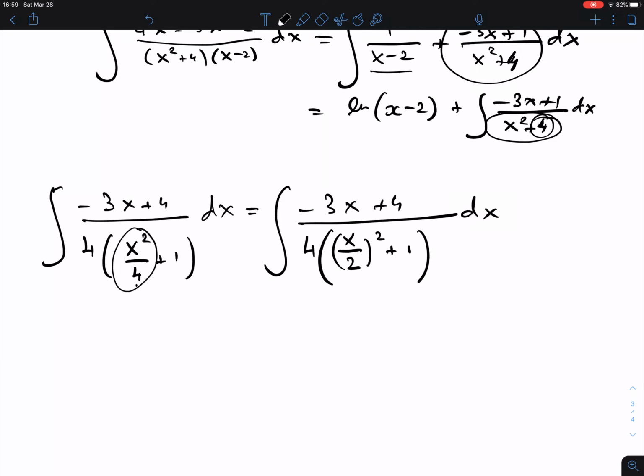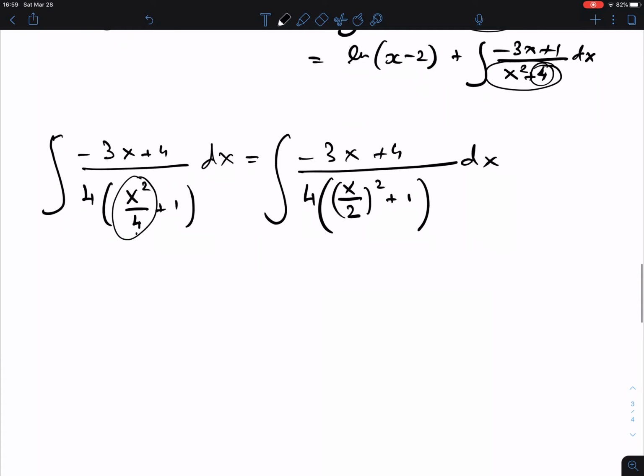You can work it out straightforward, but I like to do an auxiliary substitution. Auxiliary substitution means it just helps me to make things easier. Namely, I do u is x over 2. I don't want to work with the fractions too much.